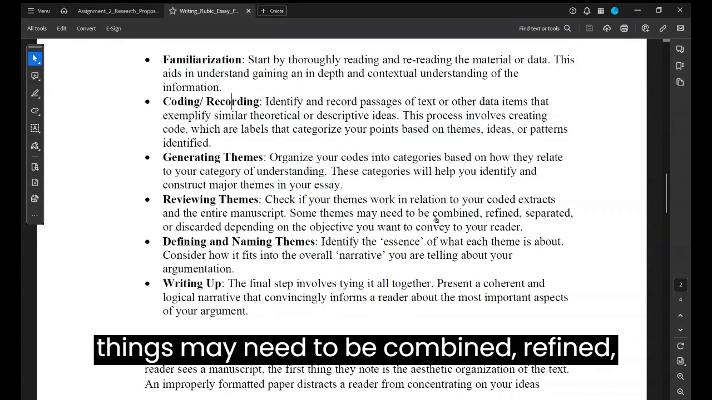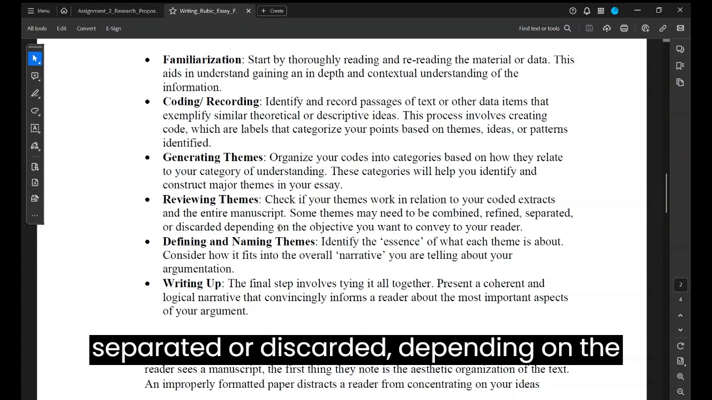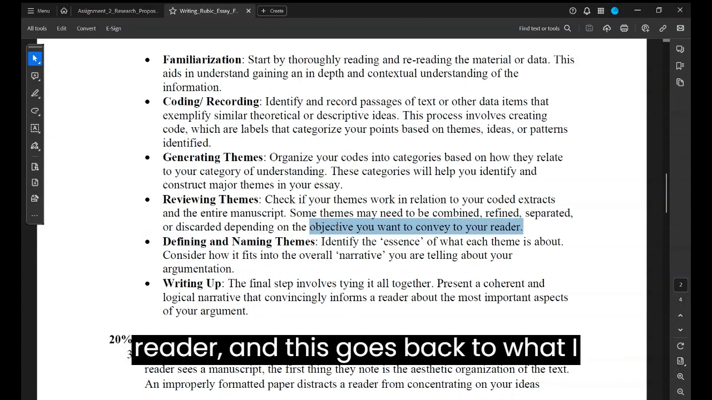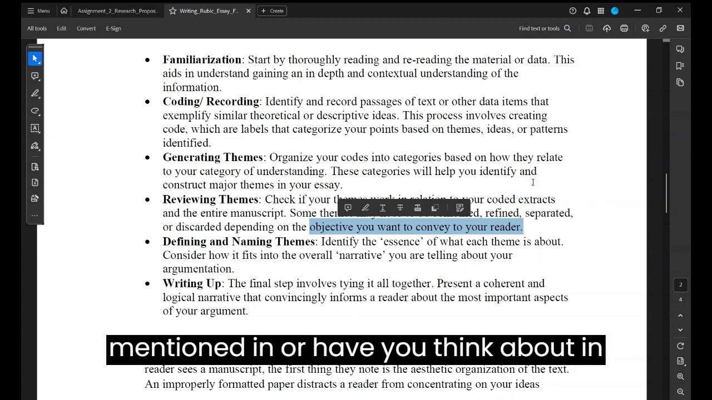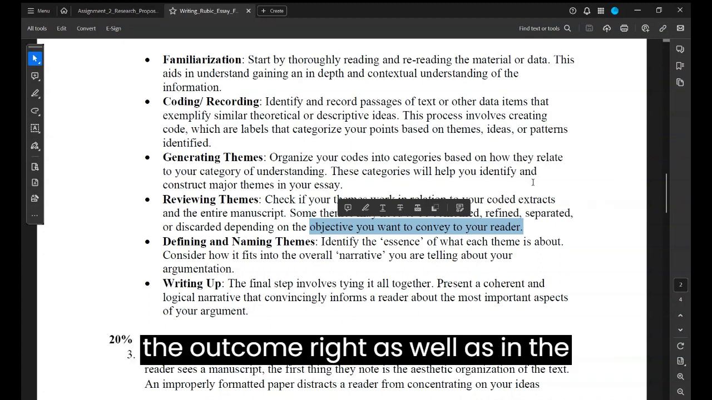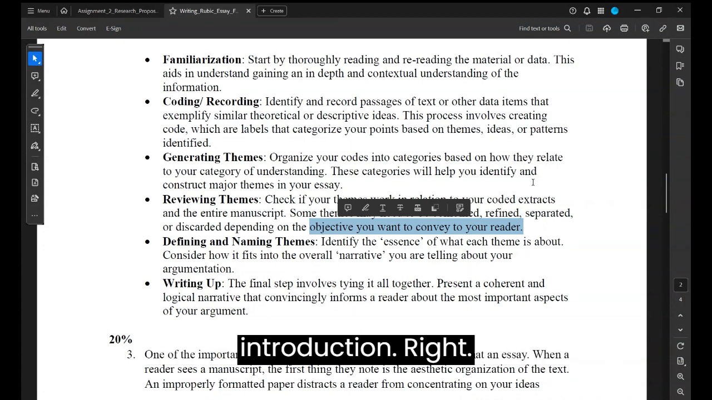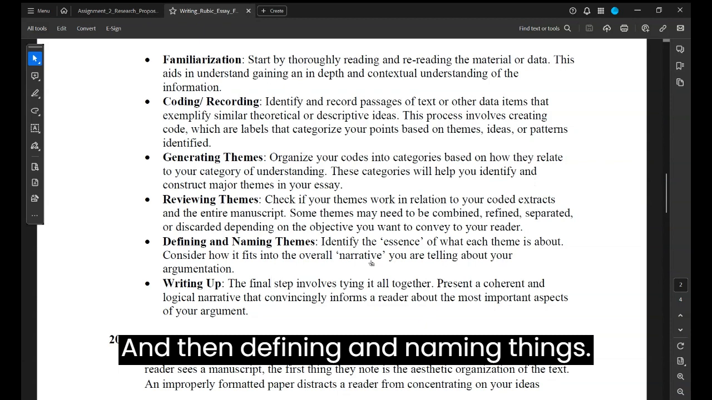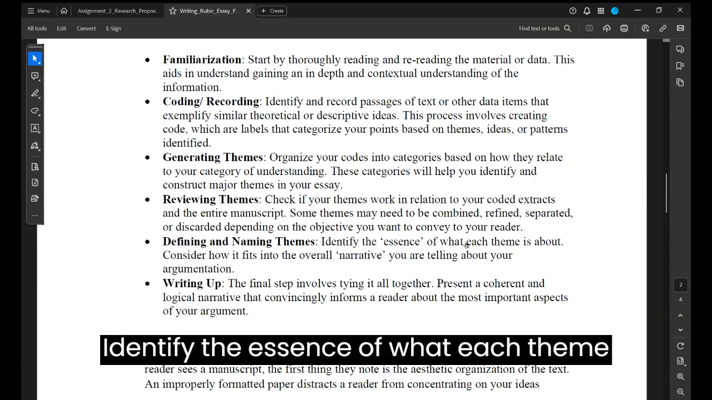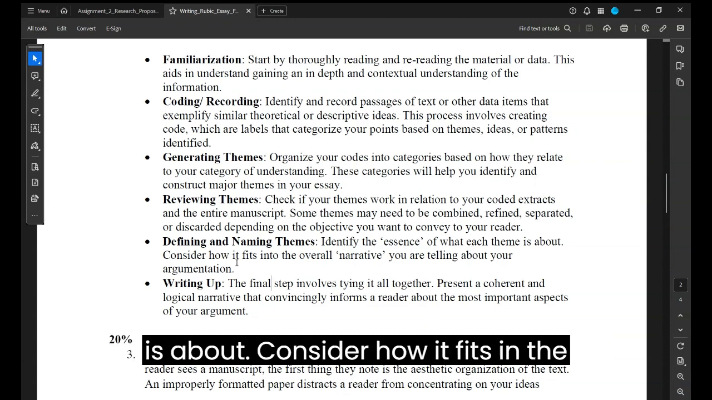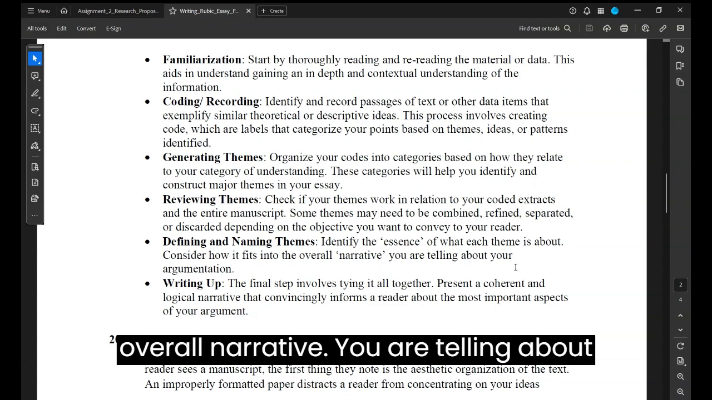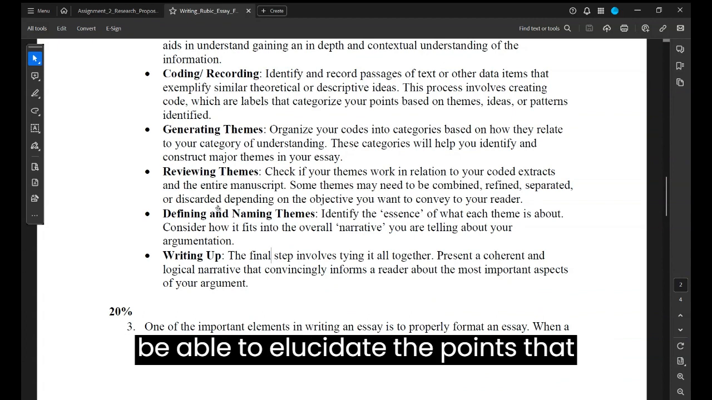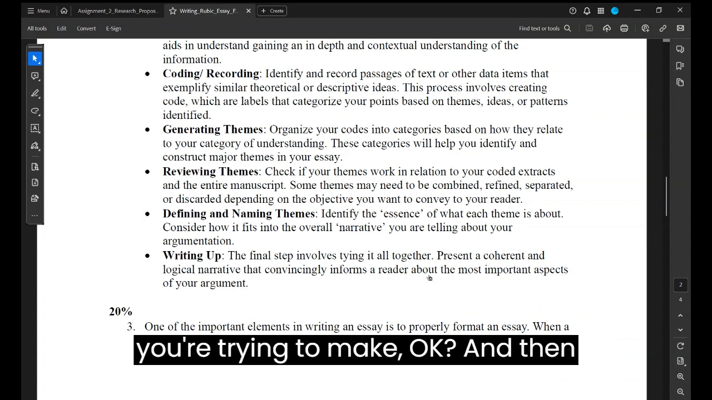Some things may need to be combined, refined, separated, or discarded depending on the objective you want to convey to your reader. And this goes back to what I mentioned, or have you think about, in the outcome, right? As well as in the introduction. And then defining and naming themes. Identify the essence of what each theme is about. Consider how it fits in the overall narrative you are telling about your argumentation, right? So you want to be able to elucidate the points that you're trying to make, okay?